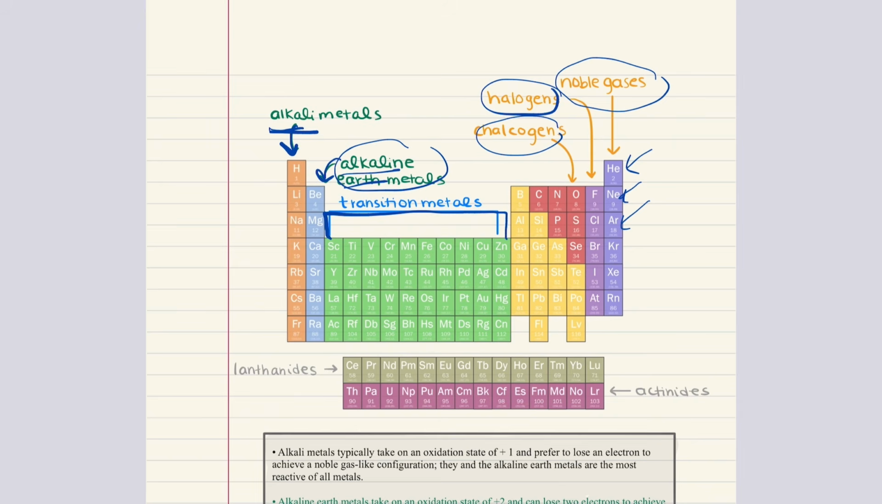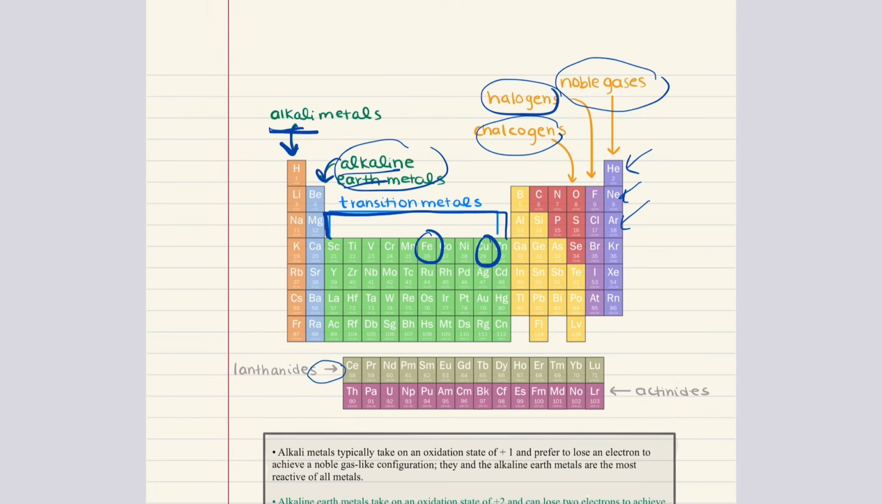Transition metals very much play crucial roles in biological systems. So, for example, iron is essential for oxygen transport in hemoglobin, and copper is a key component in various enzymes. They're also really important in industrial applications like catalysts in chemical reactions and in the production of things like alloys. So that's our transition metals.